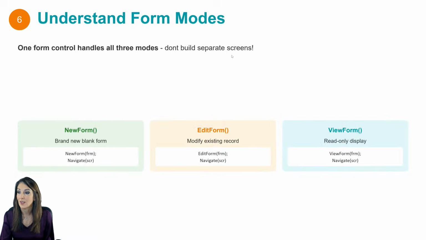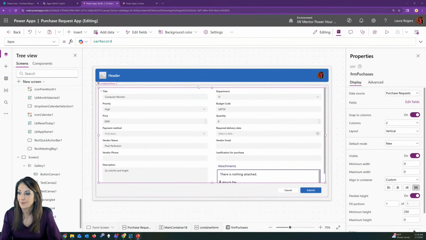table control. All right, tip number 6, understand form modes. So you don't need to build several different screens or several different forms for the different modes. So back in the old days in SharePoint, 10, 15 years ago, when you're customizing SharePoint forms, you had the view form, edit form, and a new form. It was 3 separate pages. You had to go edit those. Well, you don't have to have separate screens or forms in Power Apps. It's really just about the command that you're sending to it. So I'll show you what that looks like.